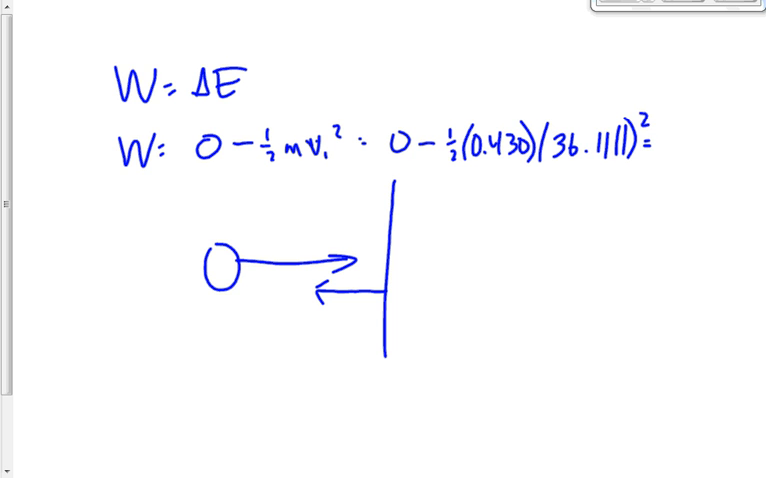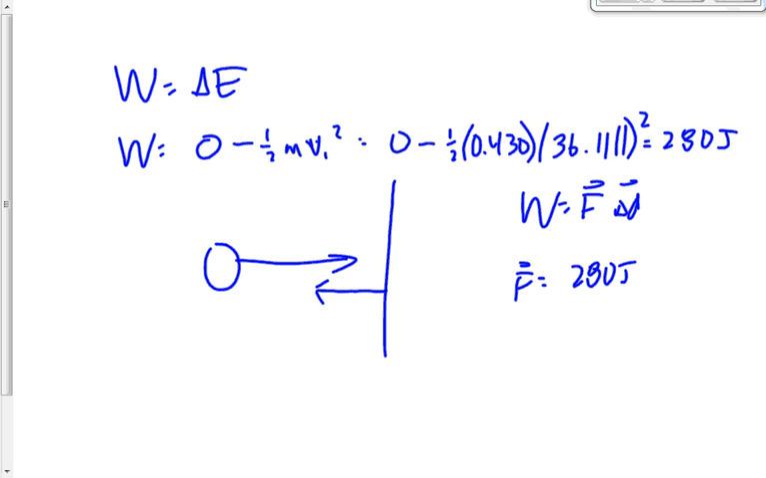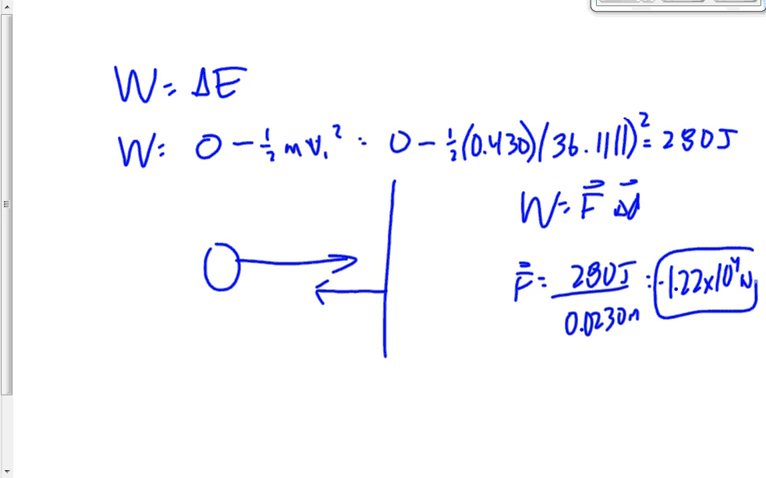280? 280 joules? Okay, so now we're going to say W is equal to F times D. Solve for F. It's 280 over the displacement, which is 0.0230 meters, right? 2.3 centimeters. And that's negative 1.22 times 10 to the 4. So I had the right answer. I just skipped a couple steps there.